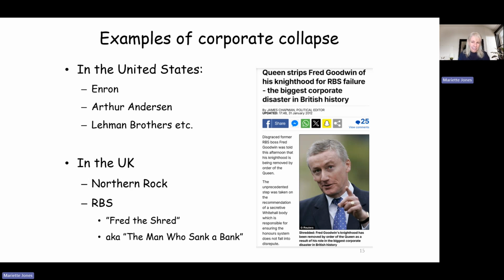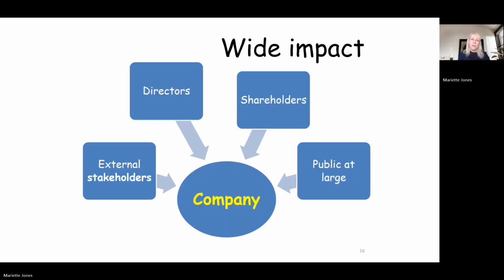So these failures, just finally, they highlighted poor governance, lack of oversight, weak auditing, and excessive risk-taking, all things that should be prevented with good corporate governance. So corporate collapse because of bad governance affects not just shareholders, but employees, suppliers, communities, the wider public. And for that reason, good corporate governance is a matter of public interest, not just internal company policy.